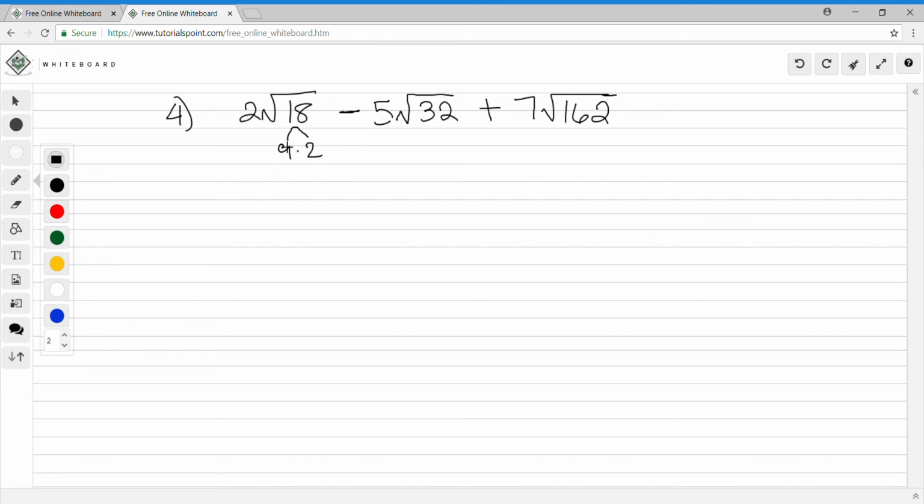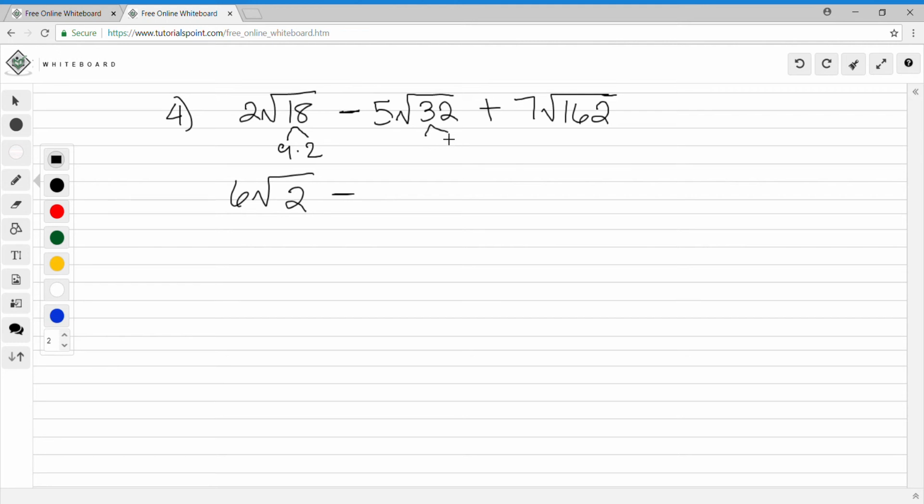Two numbers go into 18, which would be 9 and 2. What I remember is it's always the perfect square that goes outside of the radicand. So the square root of 9 is 3. So you're going to multiply 3 by 2, because don't forget the 2. And then the bad one always stays inside the radicand. So it's 3 times 2, which is 6 square root of 2, minus.